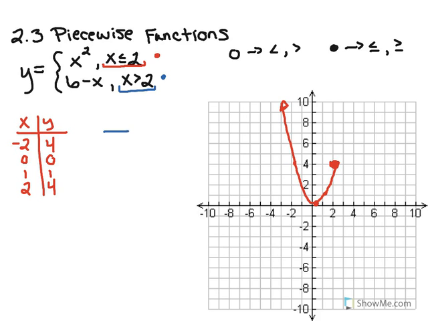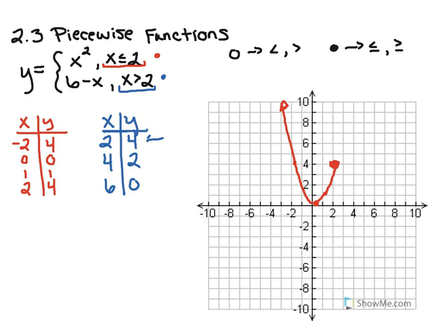To do the second one, I'm going to get a table going for this piece, x and y, and I'm going to pick values that are greater than 2. I know that I'm not including 2 in here, but I still need to know where that leaves off, so I have to choose 2 first. Now I'll pick a couple values that are greater than that. We can try 4, I can try 6. So when I plug 2 into 6 minus x, 6 minus 2 is 4. And 6 minus 4 is 2, and 6 minus 6 is 0.